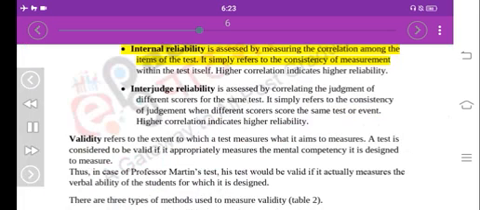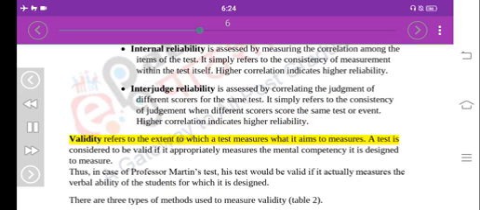Internal reliability is assessed by measuring the correlation among the items of the test. It simply refers to the consistency of measurement within the test itself. Higher correlation indicates higher reliability. Interjudge reliability is assessed by correlating the judgment of different scorers for the same test. It simply refers to the consistency of judgment when different scorers score the same test or event. Higher correlation indicates higher reliability.